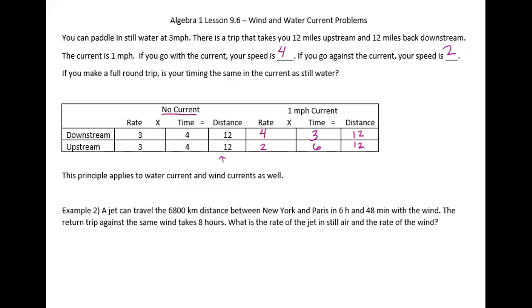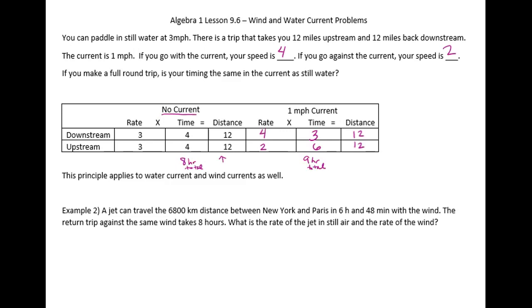So if we make the full round trip, is our timing the same? Well, our timing without current was 8 hours total. And with the current, we went faster when we went downstream, but slower going upstream. This time is actually 9 hours total. So going in current is going to take you longer overall. Even though you go faster downstream, you're going to go slower upstream.